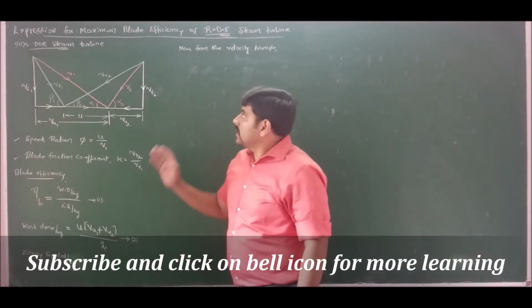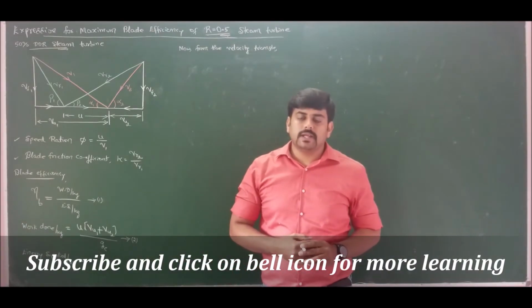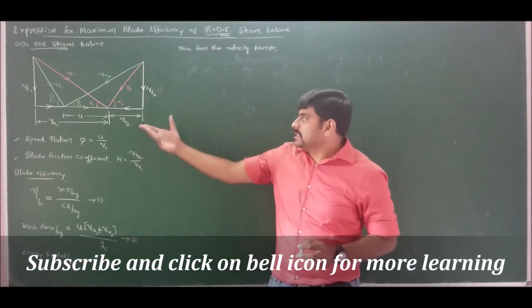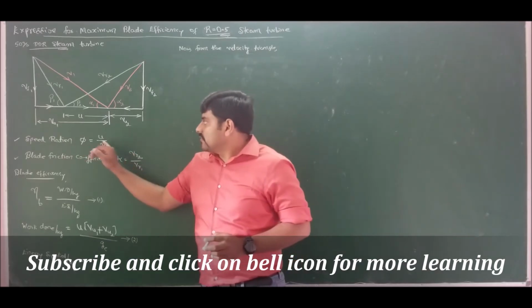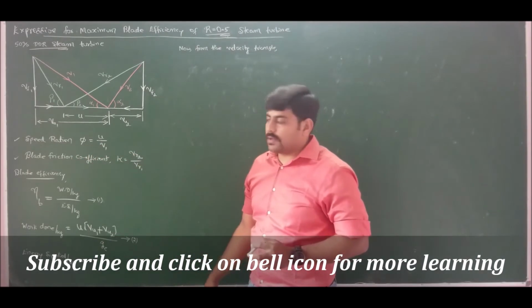Now coming to the expression for maximum blade efficiency of a 50% degree of reaction steam turbine. The best example for a 50% degree of reaction steam turbine is the Parsons steam turbine. The velocity triangle will remain the same, that is, the combined velocity triangle I will retain. Let us consider the speed ratio phi equal to u by v1 and the blade friction coefficient k equal to vr2 by vr1.